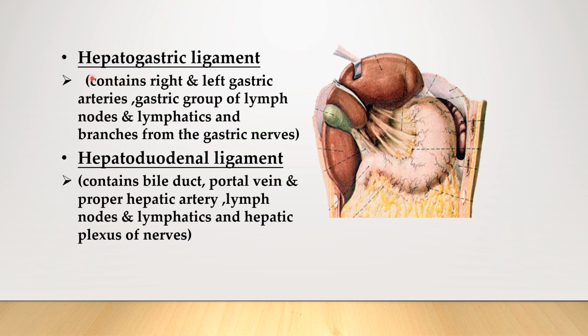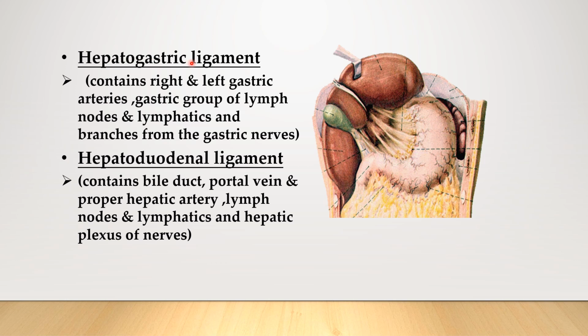So coming up with the next peritoneal ligaments associated with the liver include the hepatogastric ligament and the hepatoduodenal ligament. These two ligaments you must have studied as a part of the lesser omentum in your previous lectures. I would just like to mention their contents for the purpose of your revision over here.